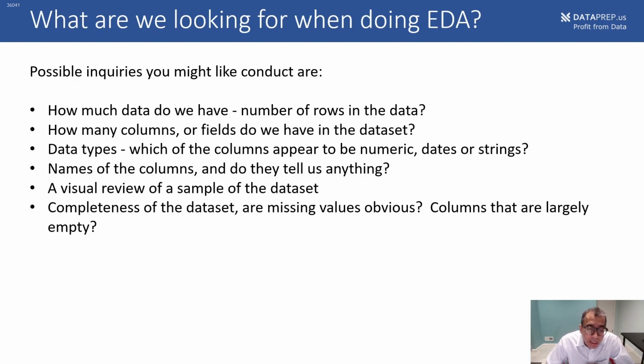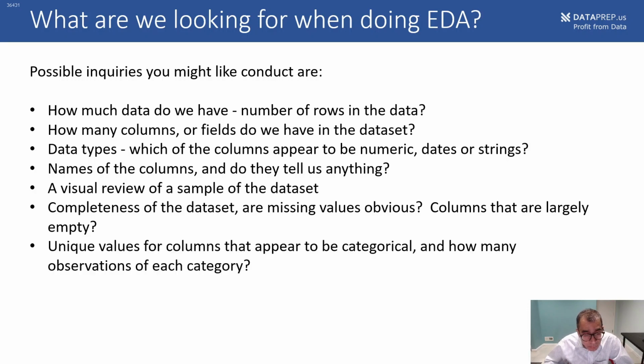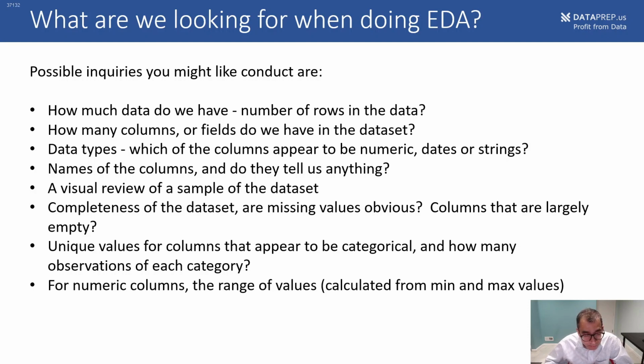You also want to look at the completeness of the data set. Are there missing values or columns that appear to be largely empty? So the column is there but doesn't seem to contain much data because there are many blanks. And for columns that are categorical that contain text, you want to know how many unique values there are. Like if it is a listing of states, are there 50 states, 20, 10, or more than that? You would like to know that. And how many observations are contained in each category. So that's also another thing you might like to know.